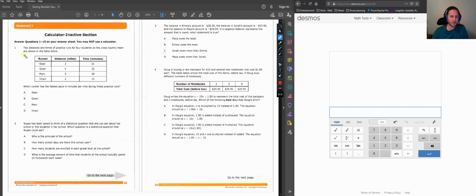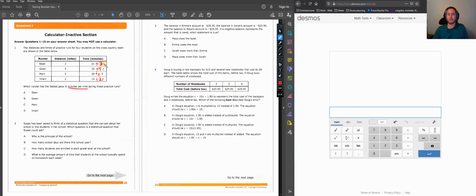Question number 1. It says the distances and times of practice runs for 4 students are shown below, and it's asking which runner has the fastest pace in minutes per mile. So what that means is they're going to want us to do the number of minutes divided by the number of miles for each person. So that's 21 divided by 3, 32 divided by 4, 30 divided by 5, and 14 divided by 2. And all we're doing is those division problems.